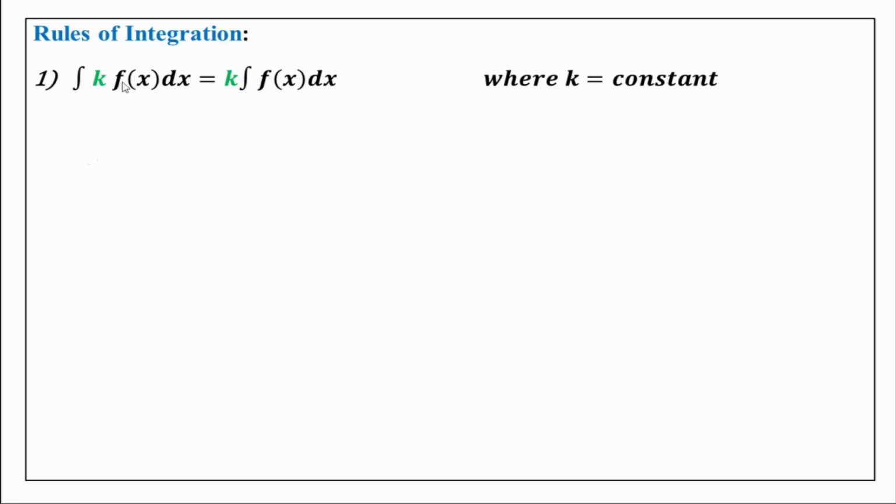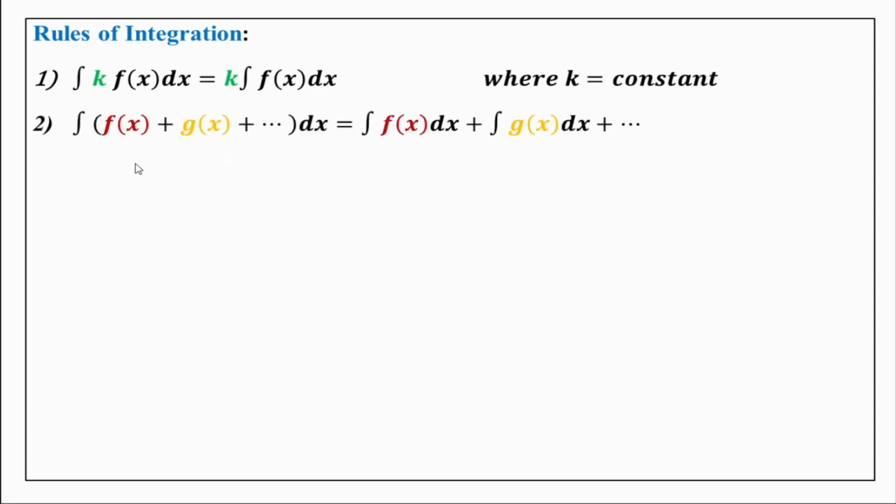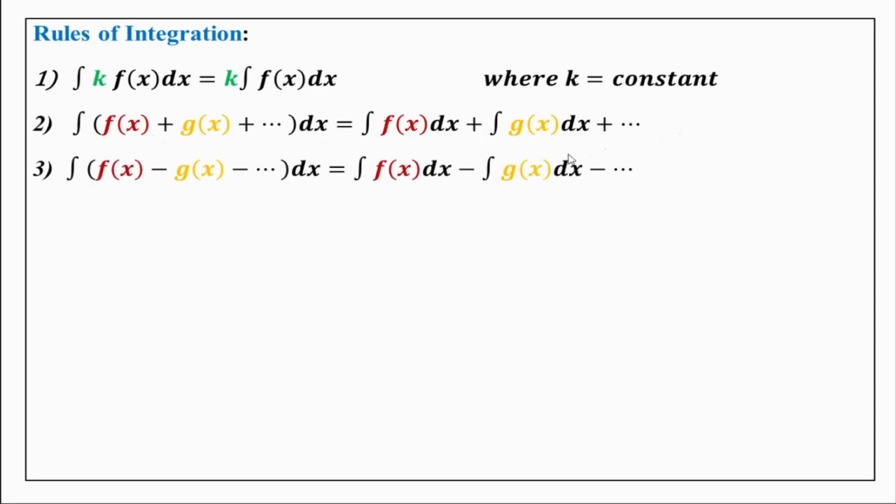So the first rule, take the constant outside and integrate only the function. Second rule, integration of function f of x plus g of x, etcetera. So if we have sum of functions, we can integrate them separately. And the third rule, which is similar to the second one, if we have difference of functions, you can integrate them separately. And second and third rule, you can combine it, or if you come across integration of sum and difference of functions, you just have to integrate them separately.